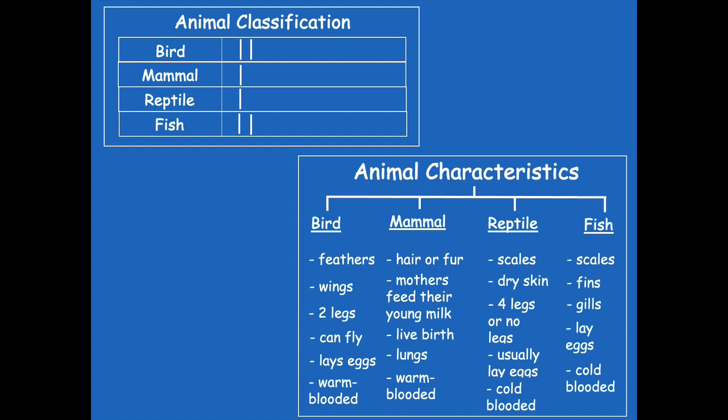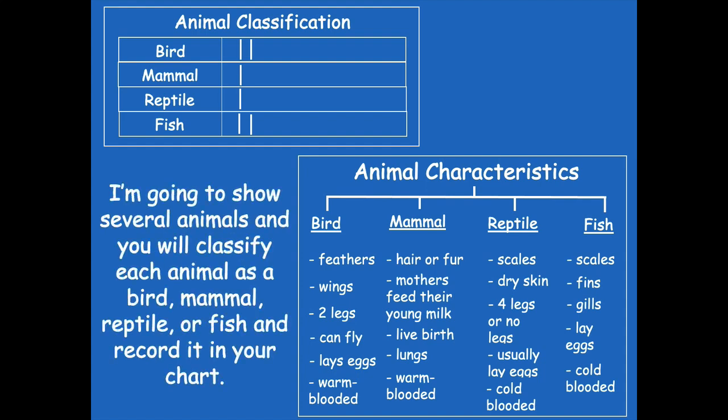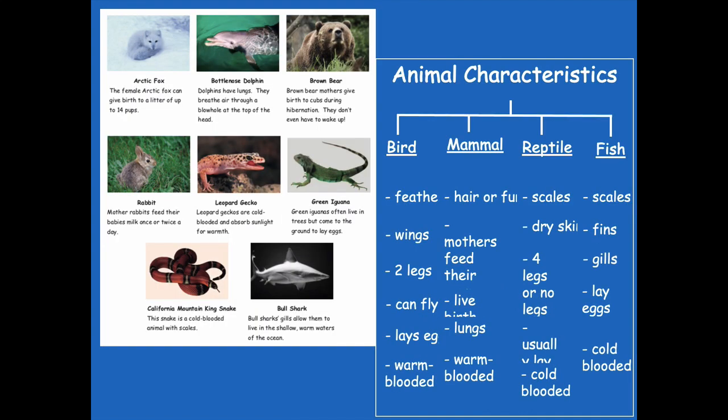Okay, so I'm going to show you several animals and you will classify each animal as a bird, a mammal, a reptile, or a fish, and you'll record it in your chart. So this time the difference is that you guys are going to get several animals at a time. You're going to pause the video and you're going to classify all of those animals on the page. Then you'll click play and we'll do another set and then we'll compare our charts. Okay, so here's our first one.